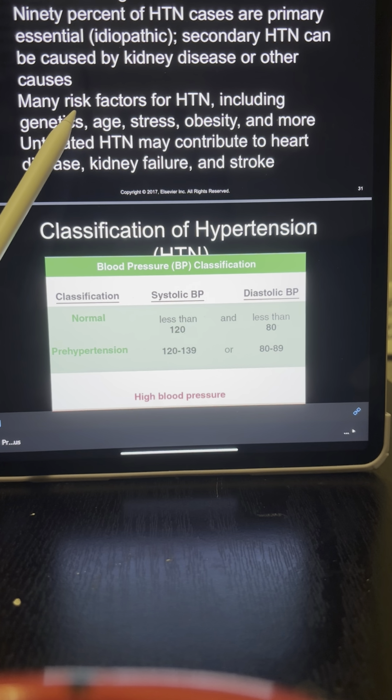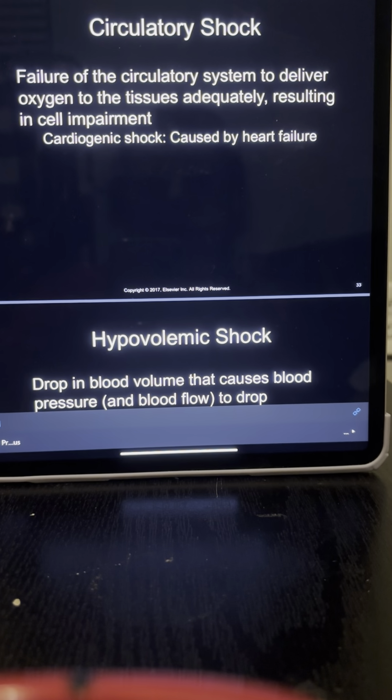Shock, circulatory shock, usually happens due to low blood pressure. There's not enough blood volume being circulated and your organs start to shut down. The main thing about shock is that your organs are starting to shut down because there's not enough blood flow. There's not enough fluid in the circulatory system. It is a failure of the circulatory system to deliver oxygen to the tissues adequately, resulting in cell impairment.